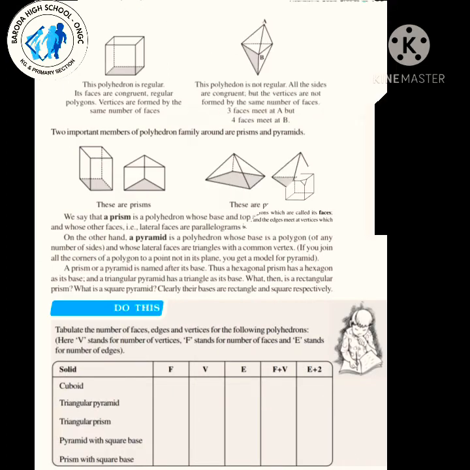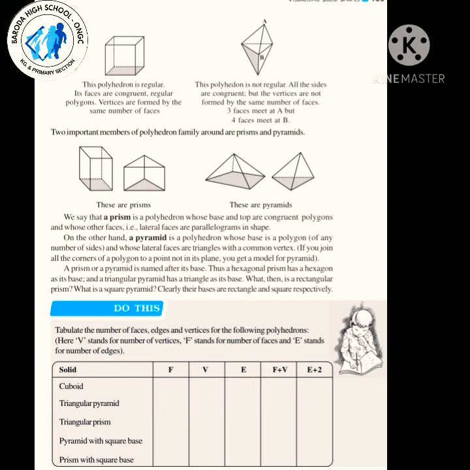In regular polyhedrons, the number of faces meeting at the vertices remains the same. Here you can see in the first figure, it is a regular polyhedron because on each vertex, 3 faces are meeting. Whereas in the second figure, somewhere 3 faces are meeting and somewhere 4 faces are meeting.